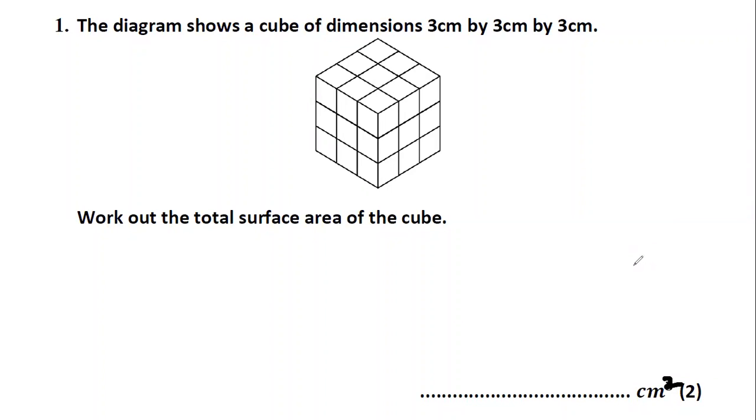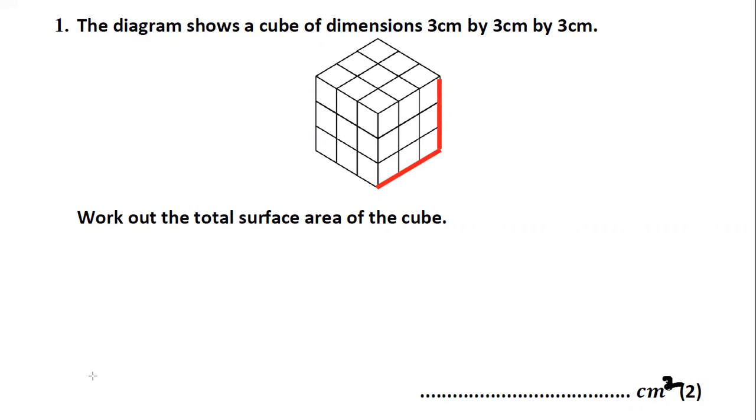It says the diagram shows a cube of dimensions 3 centimeters by 3 centimeters. Work out the total surface area of the cube. First of all, we need to establish how many faces the shape has. As we know, all cubes and cuboids have 6 faces, and in the case of cubes, all of the faces are identical. So if I want to work out the area of each of its faces, I know that this is 3 centimeters and its height is also 3 centimeters.